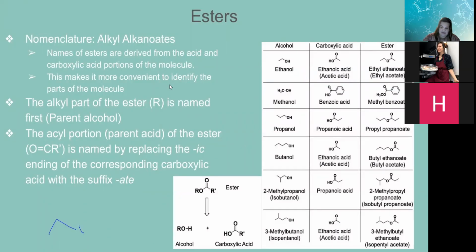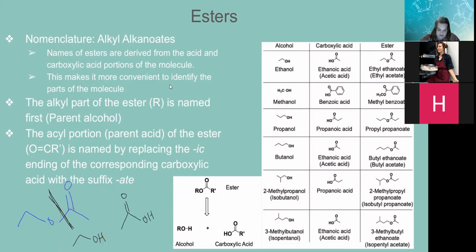Let's say on the exam, you're given an ester. The way you want to break up an ester is you slice it right here. The piece on the left becomes your alcohol piece. The piece on the right becomes your carboxylic acid piece. So you have your alcohol and your carboxylic acid.